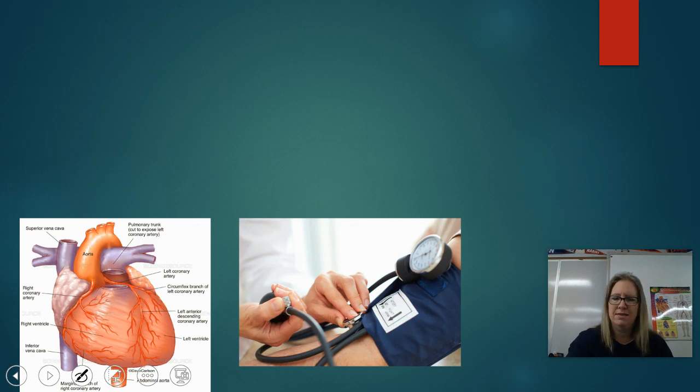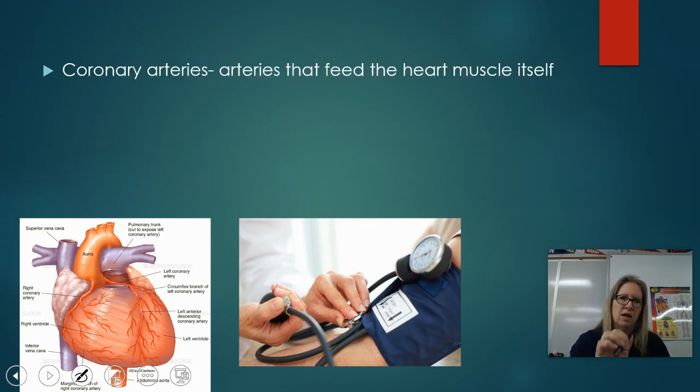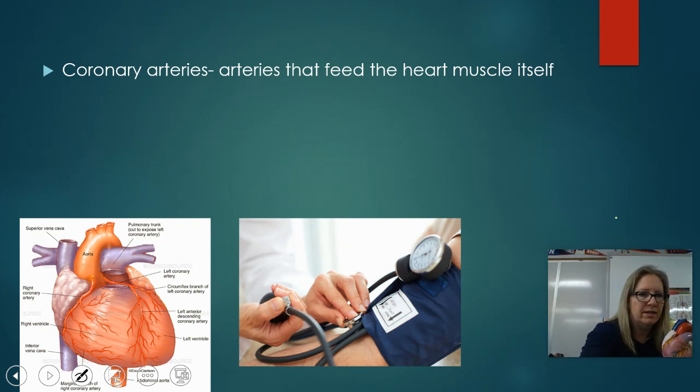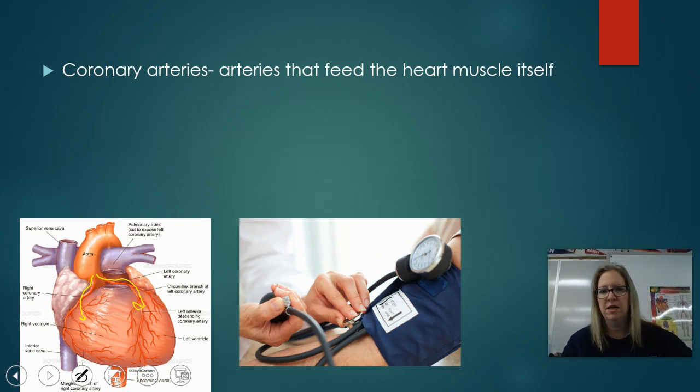A couple more random pieces of information here. Coronary arteries, they're arteries, so they're carrying blood away from the heart, right? But they're actually arteries that feed the heart itself, okay? So you can look at our little heart muscle right here. You can see some blood vessels. These branch directly off of the aorta, so they're carrying oxygenated blood, and they feed that heart muscle itself.